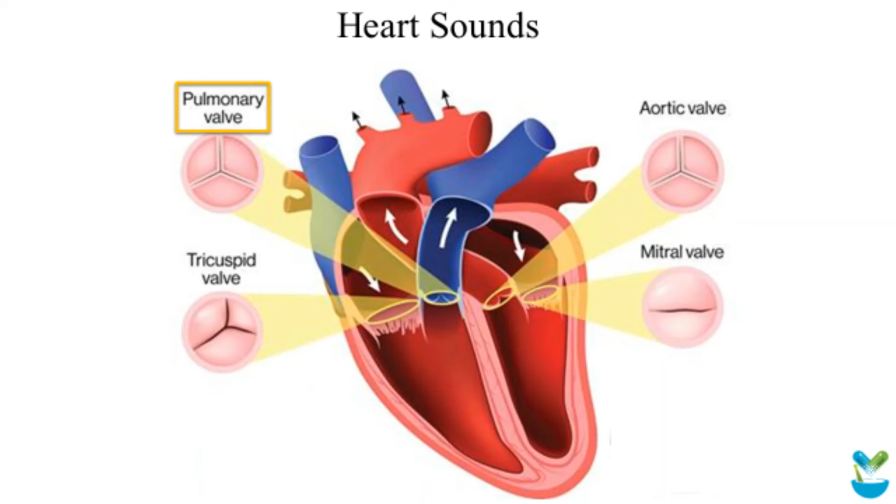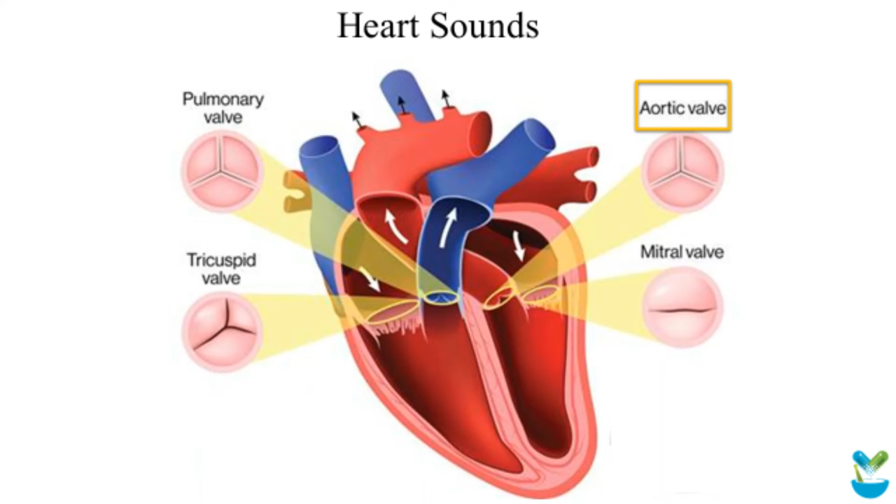There is another third valve, a pulmonary valve at the origin of pulmonary artery arising from right ventricle. And there is a fourth valve, the aortic valve, at the base of aorta originating from left ventricle.